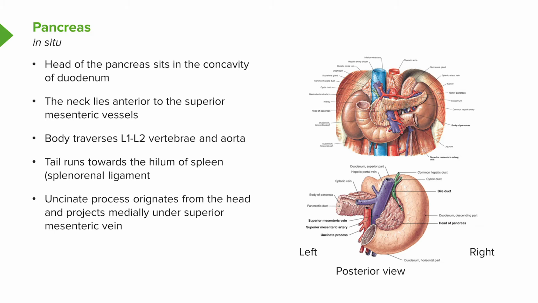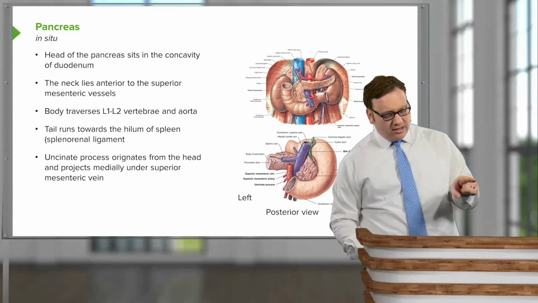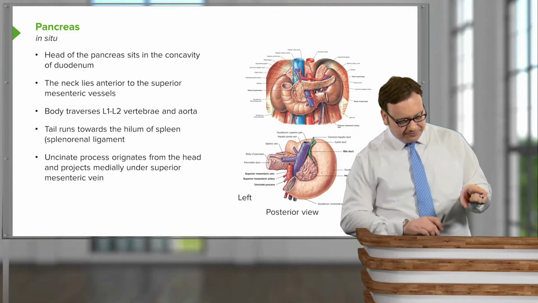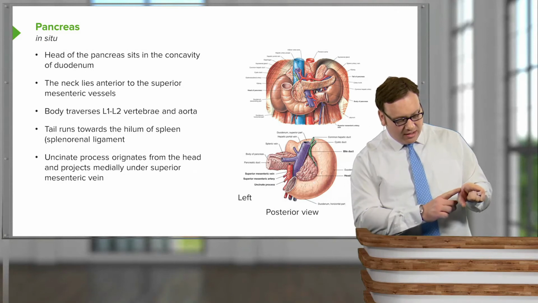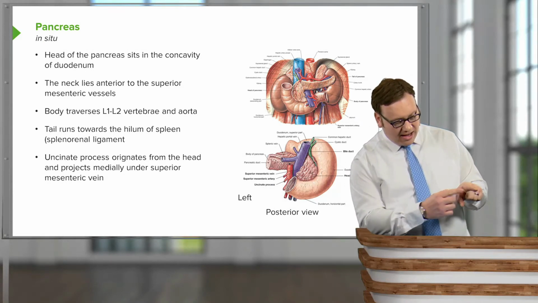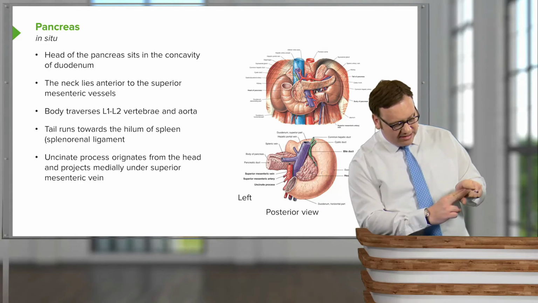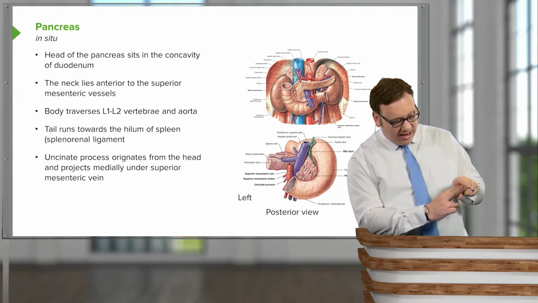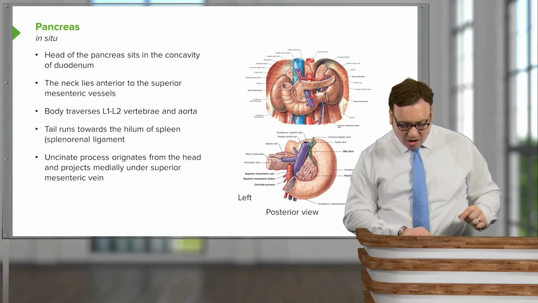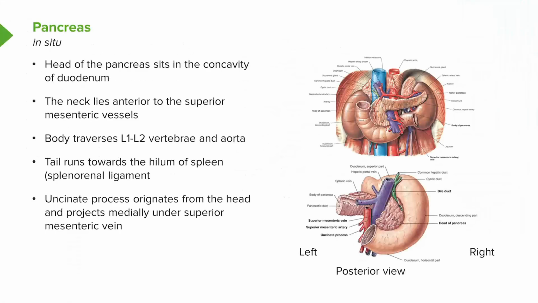But they then run posterior, both of them, to the neck of the pancreas. So if you imagine this is our pancreas here, and we've got the uncinate process, and we have the head of the pancreas here, we've got the neck and the body and the tail, and we've got two superior mesenteric vessels running up in this direction, anterior to the uncinate process and then posterior to the neck. And that's hopefully what we can see in this diagram. The posterior view shows that well, where we can't see the superior mesenteric vessels here, we can see them here.